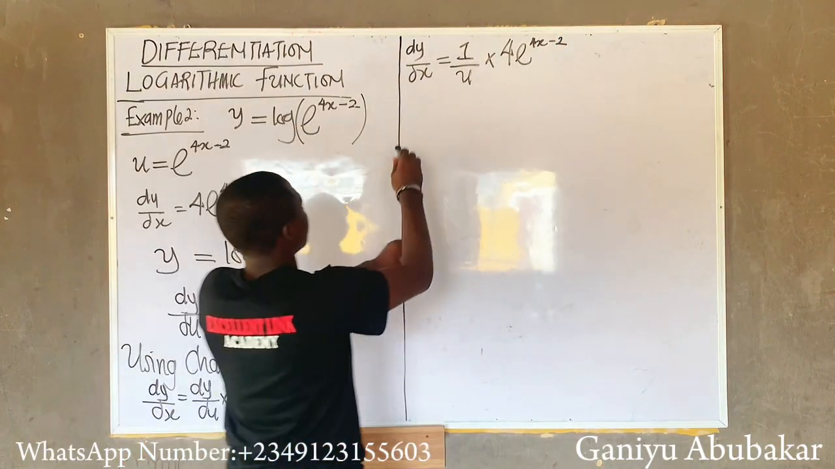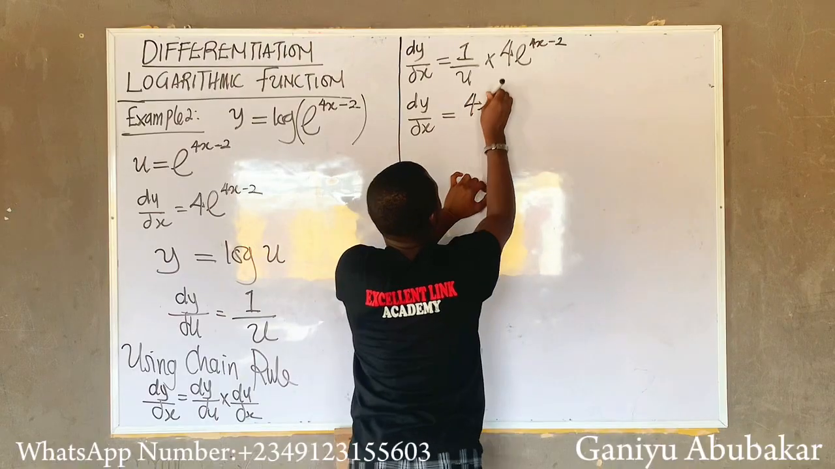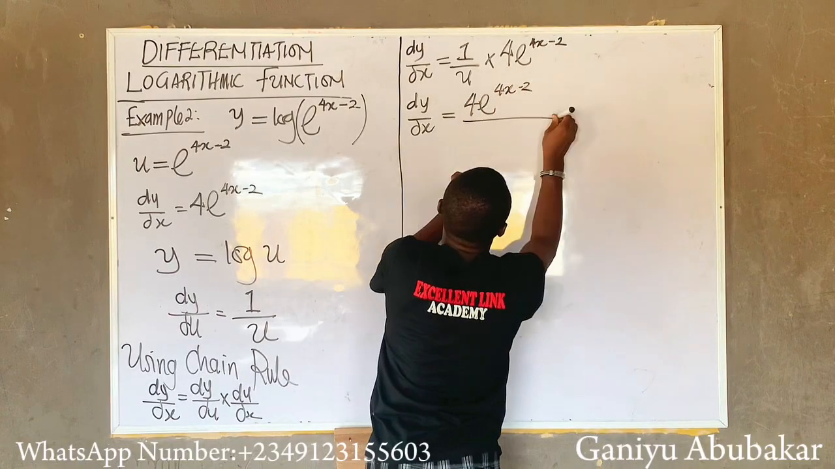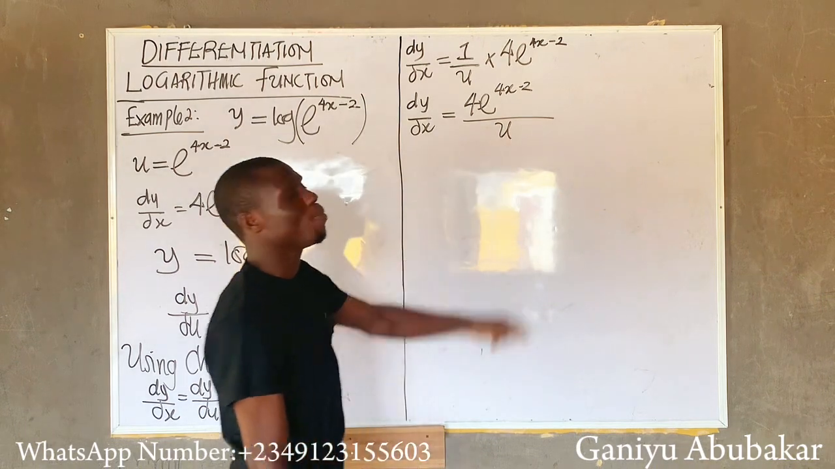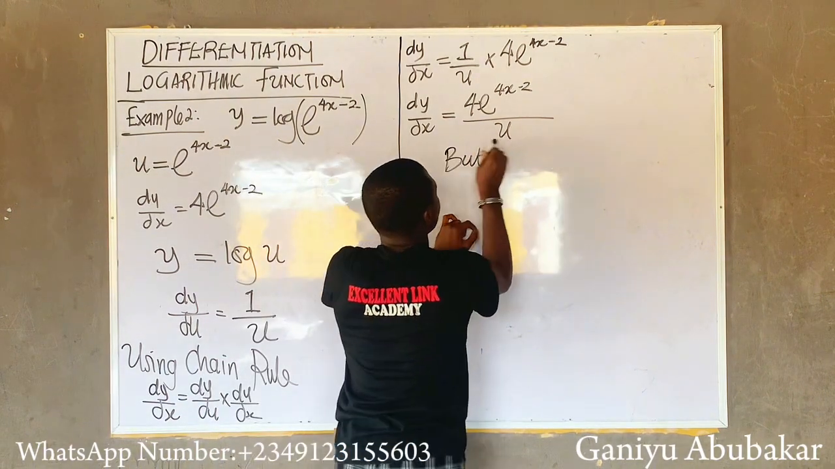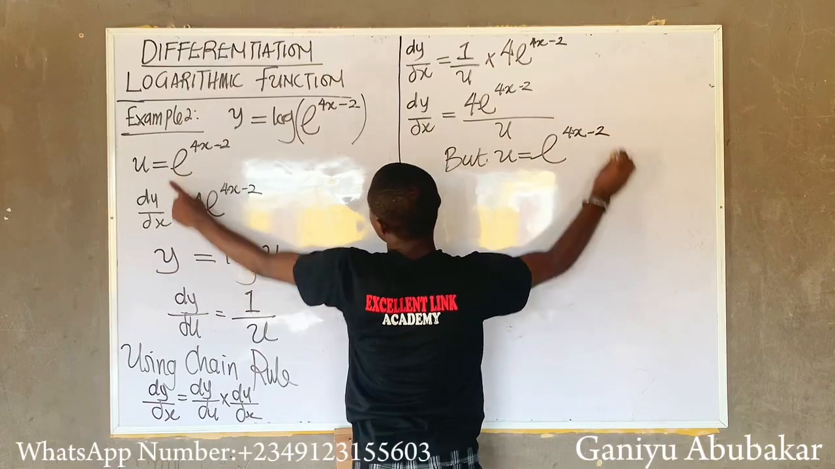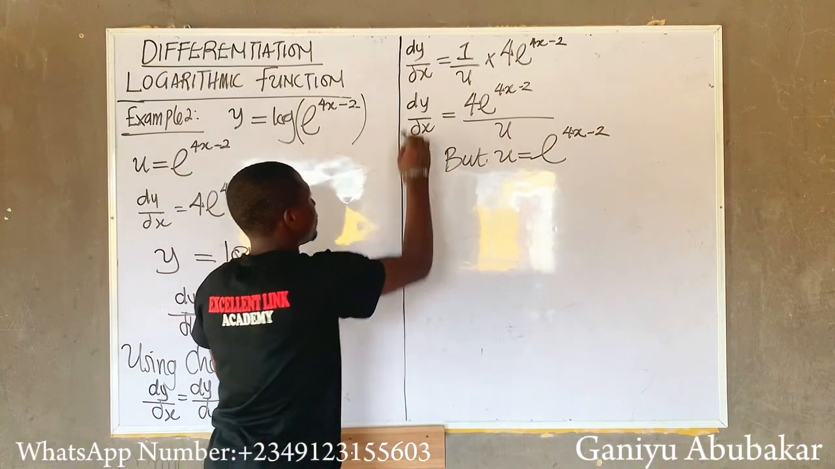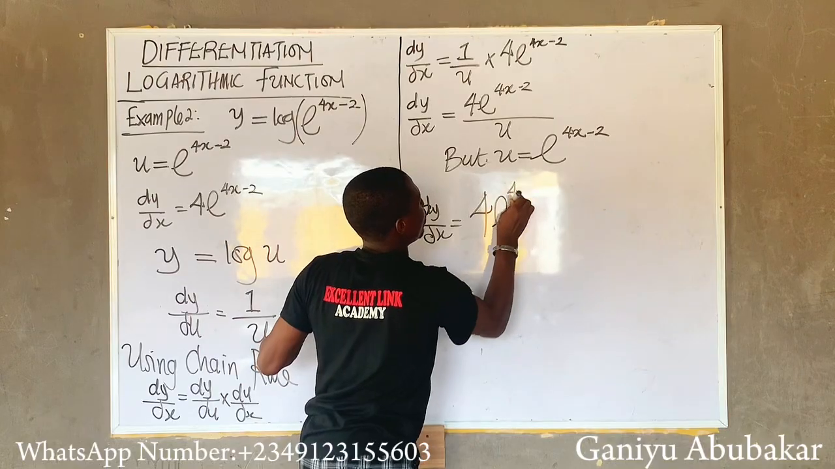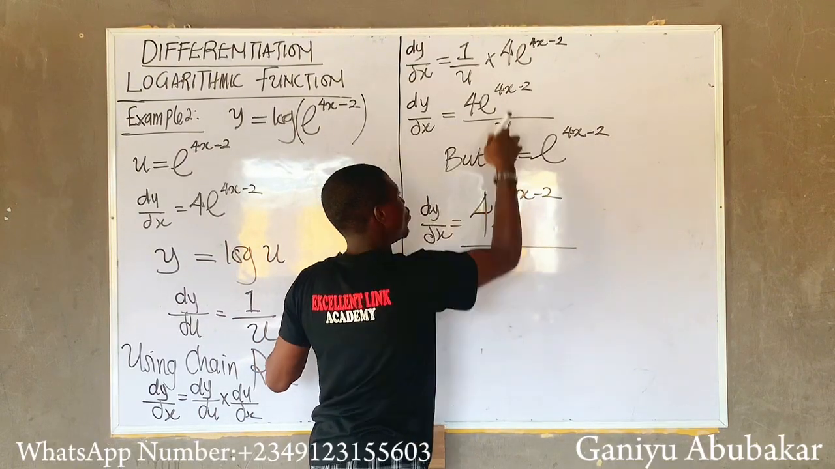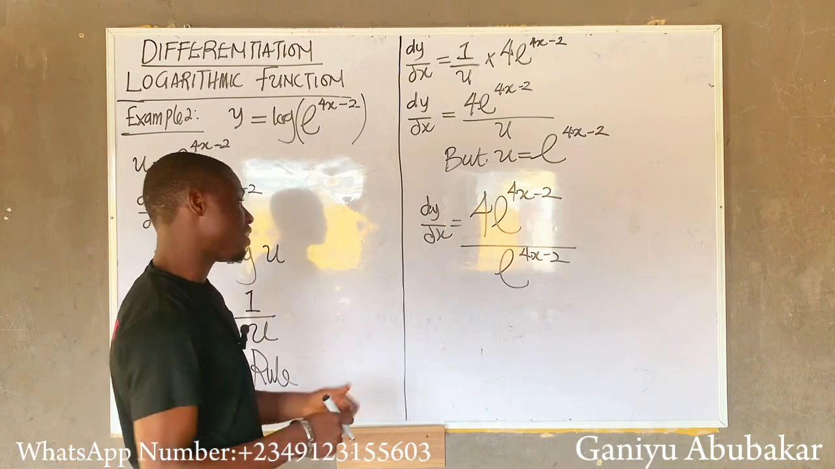Multiply this together, I'll have that dy over dx is equal to 4 exponential 4x minus 2 all over u. But I can't express x in terms of u, so take this u back to x. u is equal to what from the question? Exponential 4x minus 2. Put this here. So I expect to have that dy over dx is equal to 4 exponential 4x minus 2 all over exponential 4x minus 2. By the way, I can leave my answer this way and still be correct.